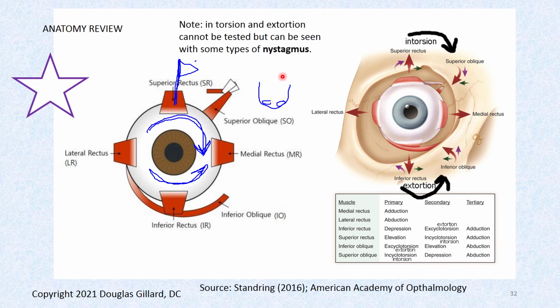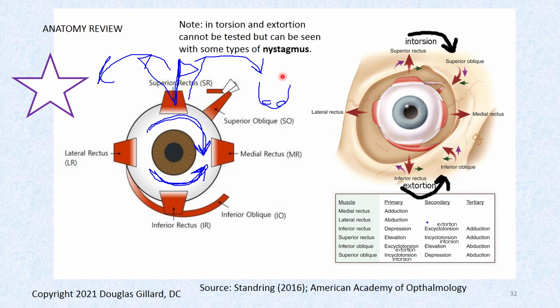Right, so if you rotate this way, that's intorsion. And if the stick moves this way, it's intorsion. If the stick moves that way, it's extorsion. Some authors draw it down here because you're still moving the downward part, the inferior part of the eyeball, toward the nose. So that's the same. That's extorsion as well. So make sure you know the differences there.